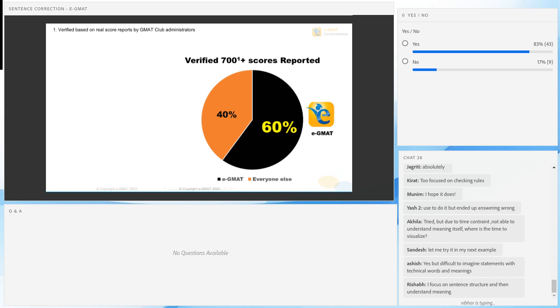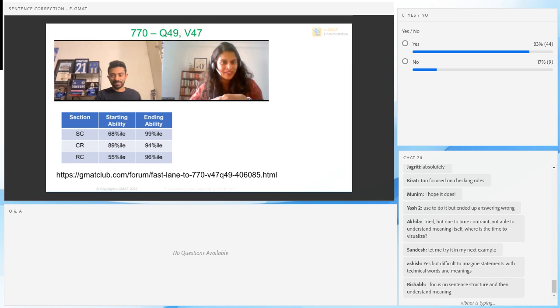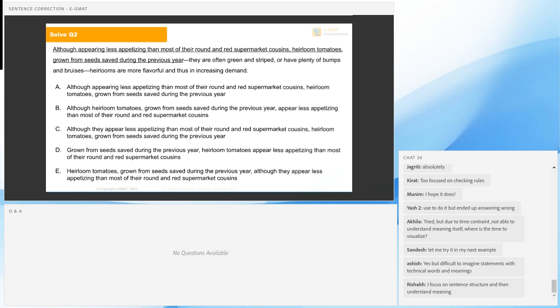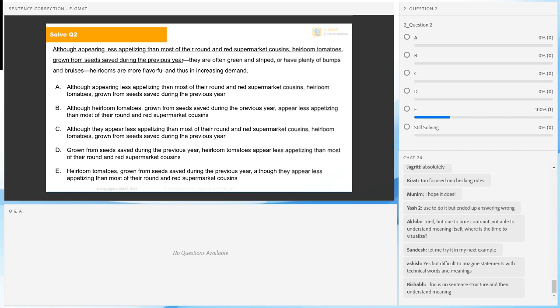All right, so let's now move to our second question here. I'm going to skip all of this. For this sentence, I want to make sure that you all focus on the meaning. I'm going to change the poll here. Question number 2. There you go. Let's click on still solving.